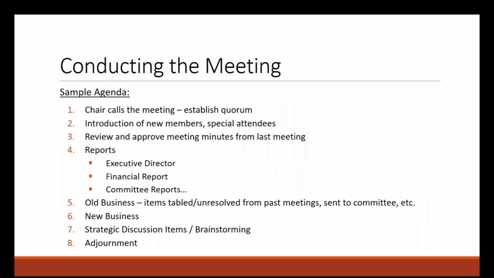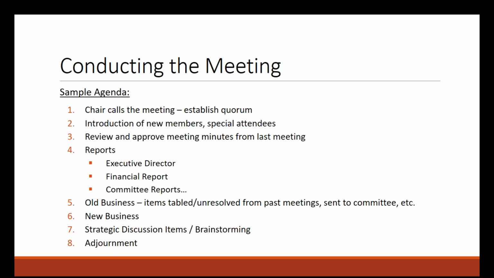Here is a sample agenda for what your meetings might look like. You might start with the chair calling the meeting, establishing the quorum. You definitely want to introduce any new members to the board or special attendees. Especially with larger boards, you'd be surprised that people might not recognize or know each other, and you don't want people feeling like there are strangers in the room, because that's going to dampen the conversation and make the meeting less effective. So make sure that everyone knows everyone in the room.